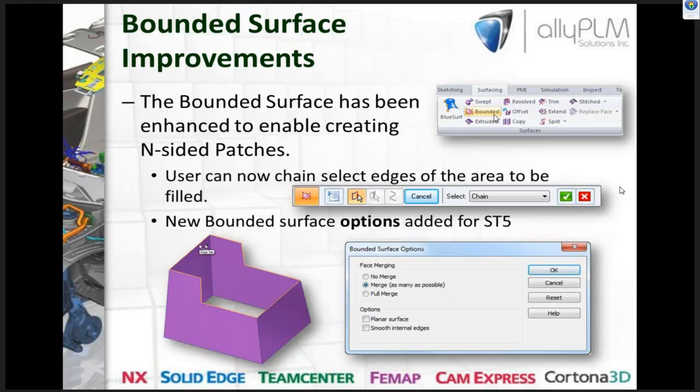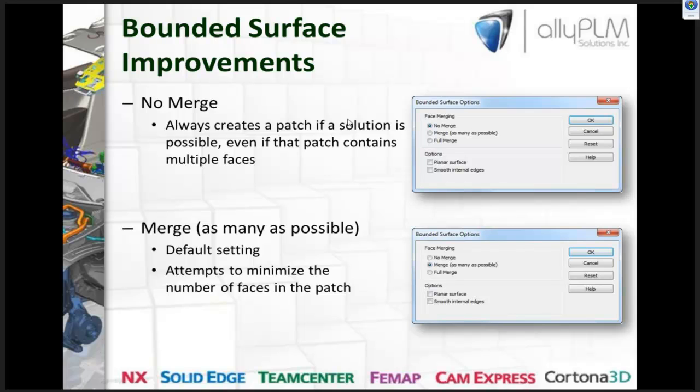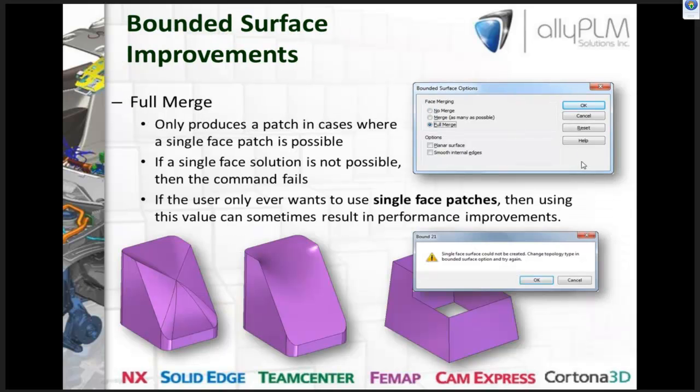You also have these bounded surface options, and I'll talk about them here. You have the no merge option, which always creates a patch if a solution is possible, even if that patch contains multiple faces. The merge is the default setting, which attempts to minimize the number of faces in that patch. And then you have full merge, which only produces a patch in cases where a single face patch is possible. If a single face solution is not possible, then the command fails, and you can just change it then to merge. And if the user only ever wants to use single face patches, then using the full merge can help speed up performance.